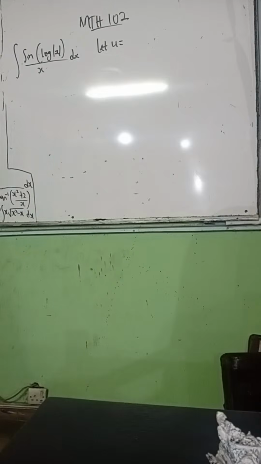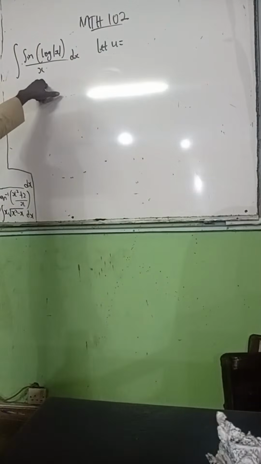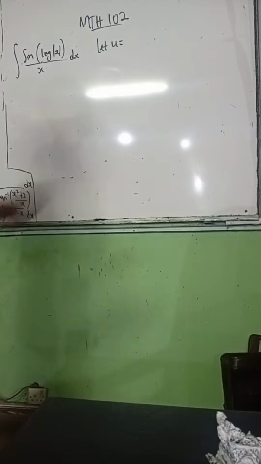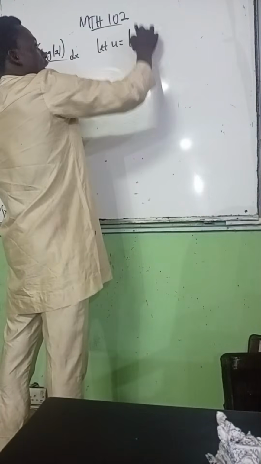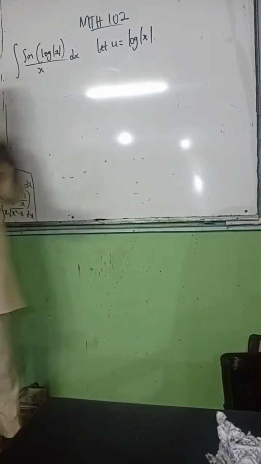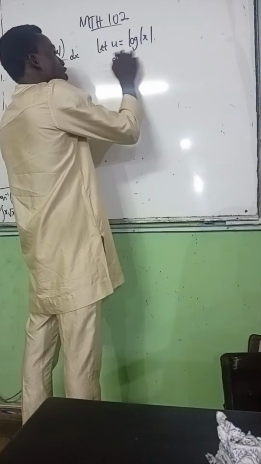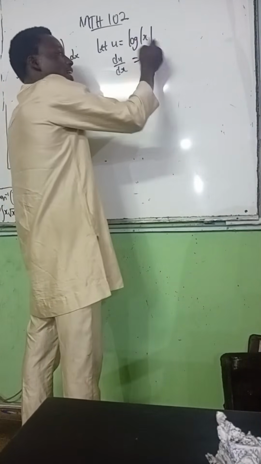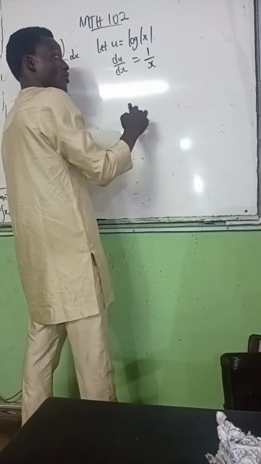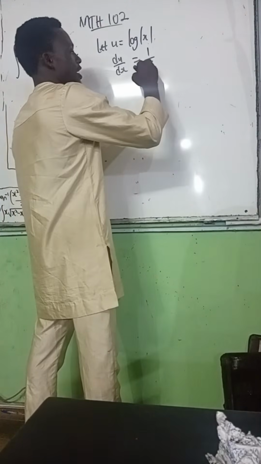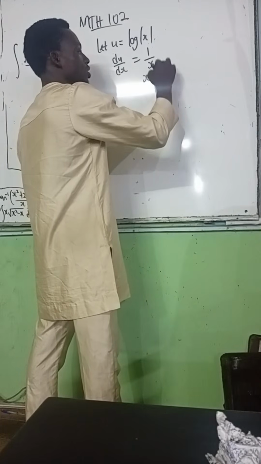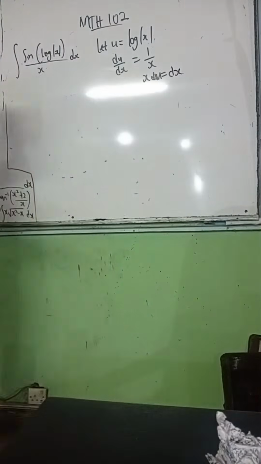If you say let u be x, you differentiate, you get 1. What can one do? But if you differentiate log x, you get 1 over x. It's going to cancel this guy. Are we together? So let u be log x. Anything that happens to log x in integration can happen to ln x too. Ln x 1 over x, log x 1 over x. So that means du over dx equals 1 over x. That means x du equals dx. We cross multiply.